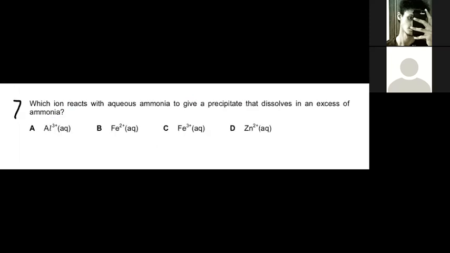Question 7. Which ion reacts with aqueous ammonia to give a precipitate that dissolves in an excess of ammonia? Aluminium forms a white precipitate but does not dissolve in excess. Iron 2 plus forms a green precipitate but does not dissolve in excess. Iron 3 plus forms a red brown precipitate but also does not dissolve in excess, while zinc 2 plus forms a white precipitate and dissolves in excess to give a colorless solution. So D is the correct option.